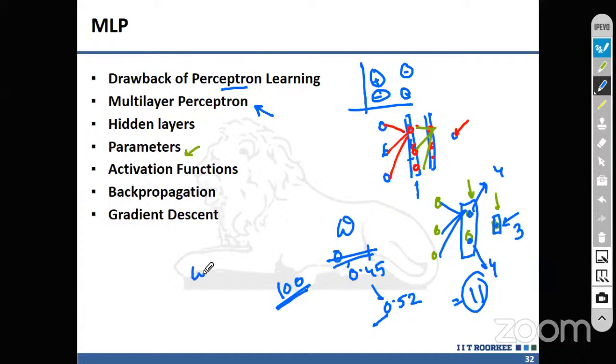If I have 11 weights, W1 to W11, I have to set all these values, and there will be different combinations. W1 can be different, W2 can be different. So I have to find a combination of all these W's such that out of 100 examples, I'm correctly classifying as many as possible. That means my error is minimum.